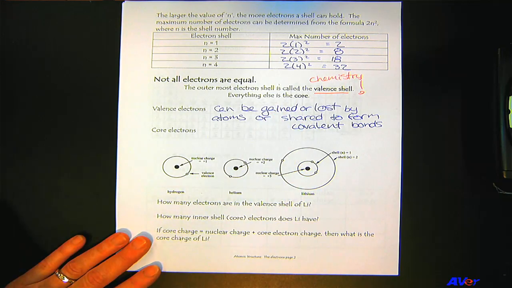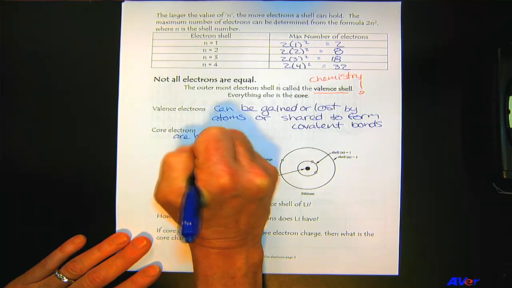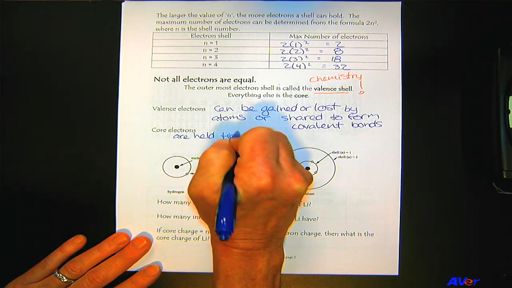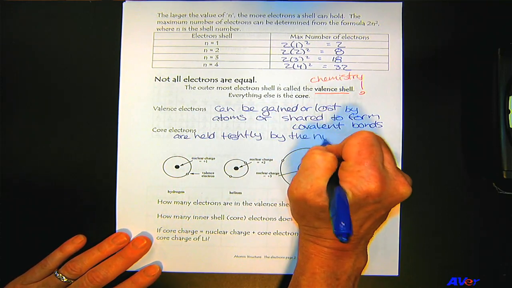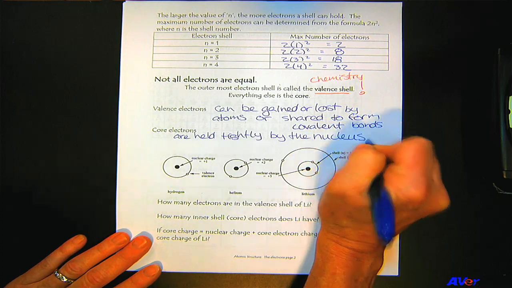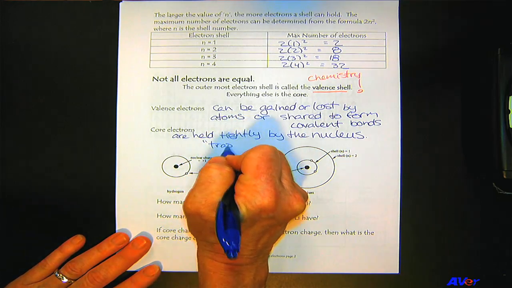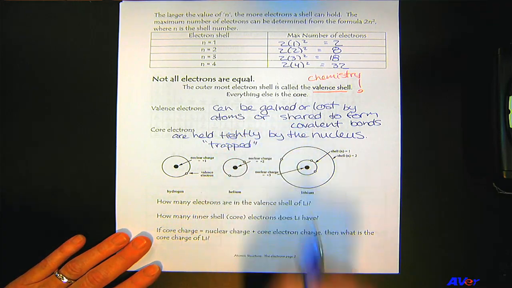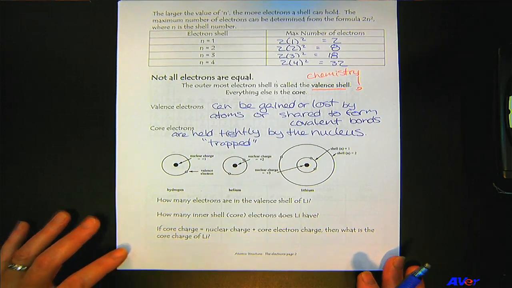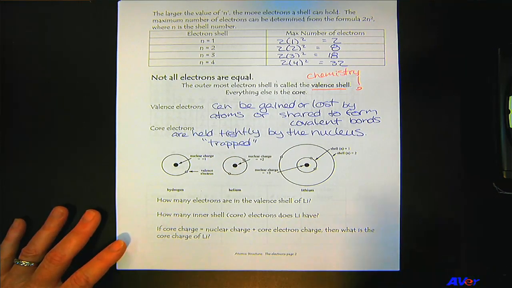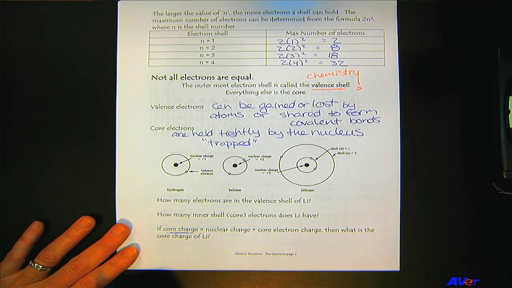On the flip side though, the core electrons are basically held tightly by the nucleus. So they're not going anywhere. We can think of them as being trapped. Alrighty, so let's take a break here and look at how this all fits together and introduce one more concept, the concept of core charge.